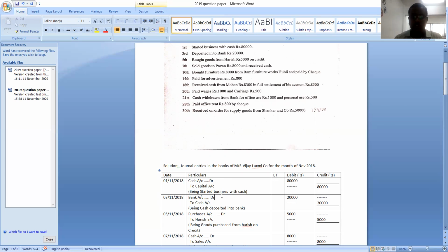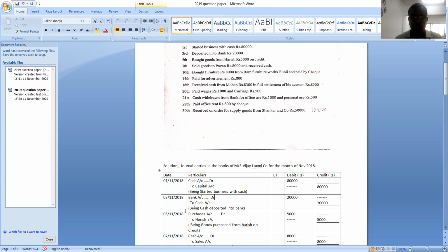So just check with the rules of personal account. What is the rule? Debit the receiver, credit the giver. When cash is deposited into the bank, the banker is the receiver, right? So we have to debit bank account. Then cash is a real account. The rule of real account is debit what comes in, credit what goes out. When we deposited cash into the bank, cash goes out of the business, so we apply the credit rule. So what is the journal entry now? Bank account debit to cash account.